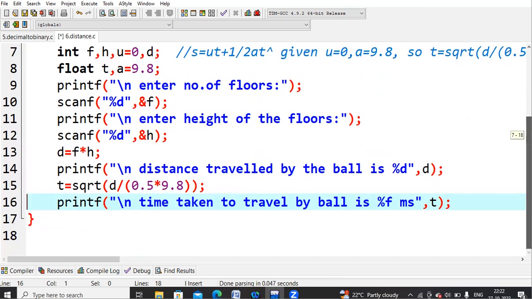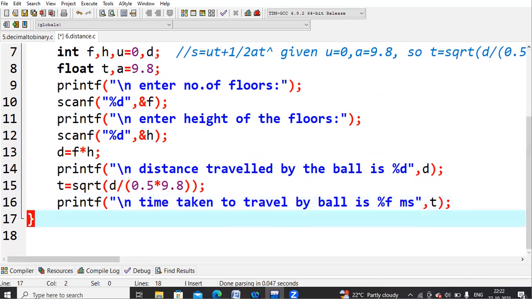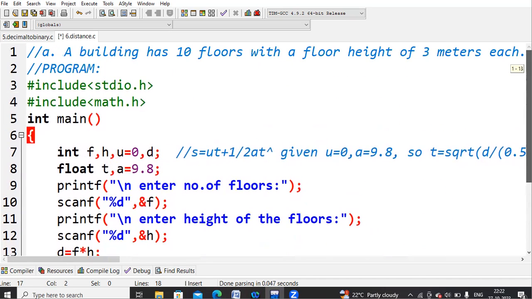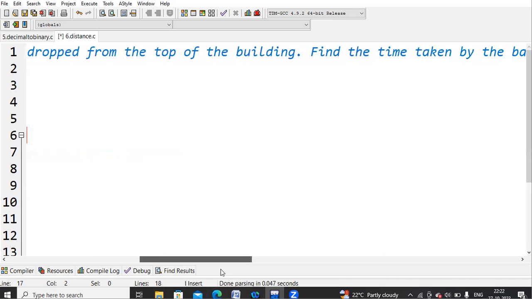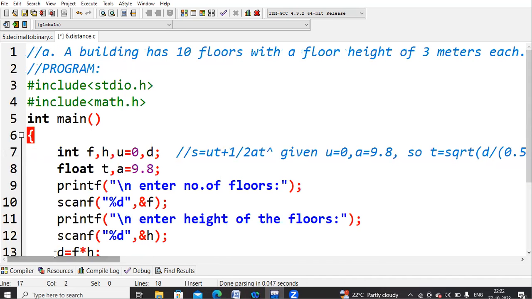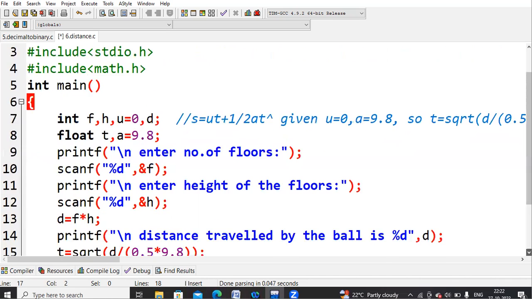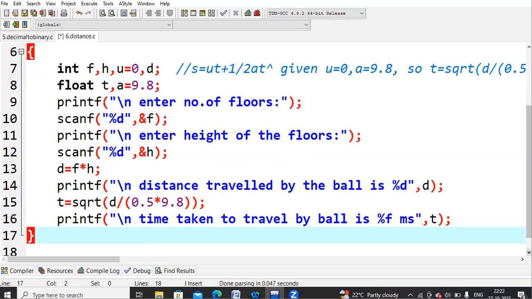It was very simple actually. You can just compile this and run the code. As I said, here we are trying to find the time taken by the ball. So simple, right? As they mentioned the initial velocity u = 0, it became simple. If they mention a different u value, then you need to implement the formula S = ut + half at square as it is, right? So let us compile this and execute the program.